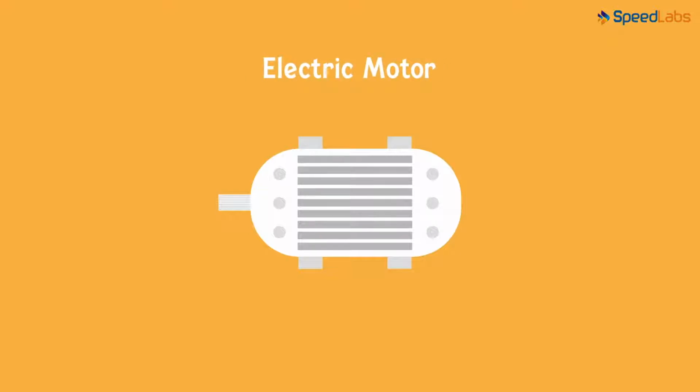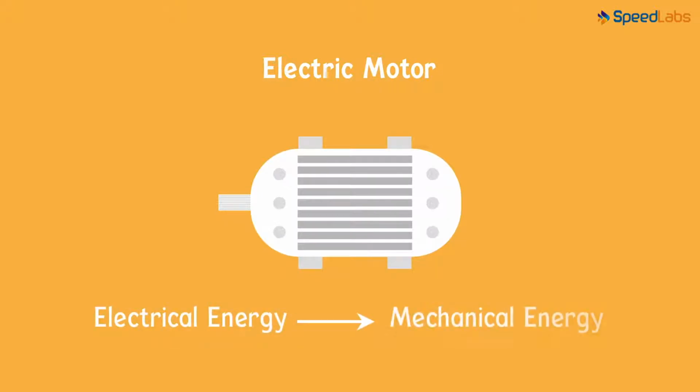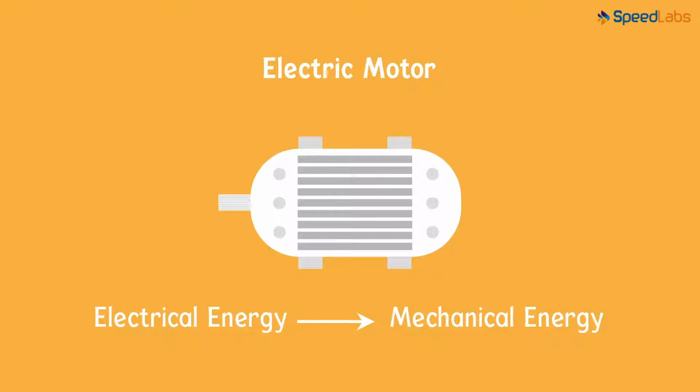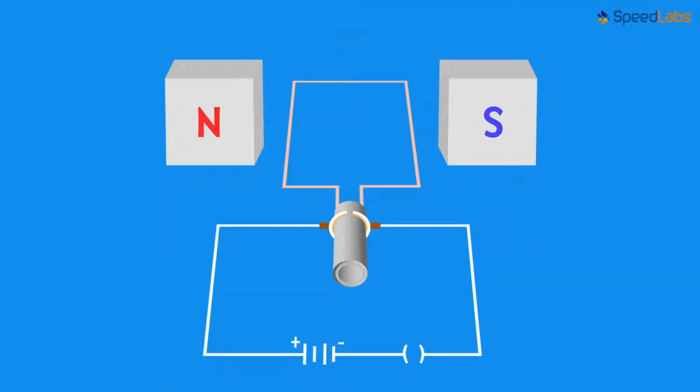It's an electric motor. Yes, the electric motor helps in the rotation. But what does an electric motor do? The electric motor is a device which converts electric energy into mechanical energy. It's as simple as that. Electrical to mechanical. But how is it doing all this? To make it easy to analyze, let's break it down to the simplest form.